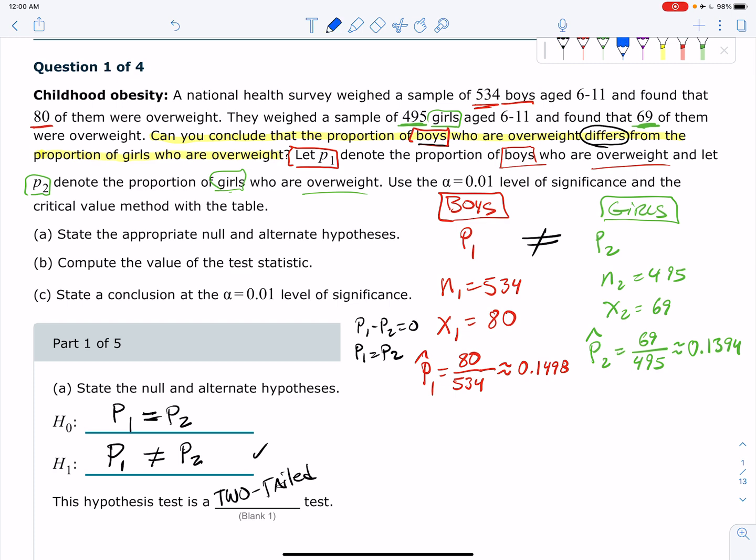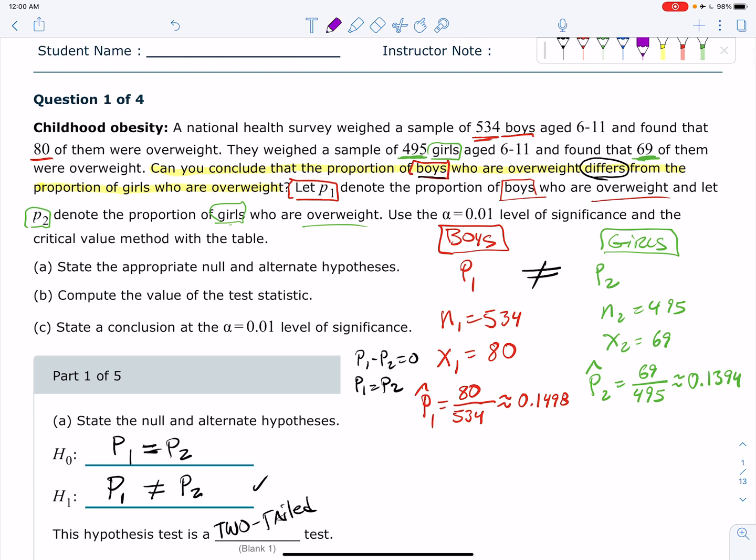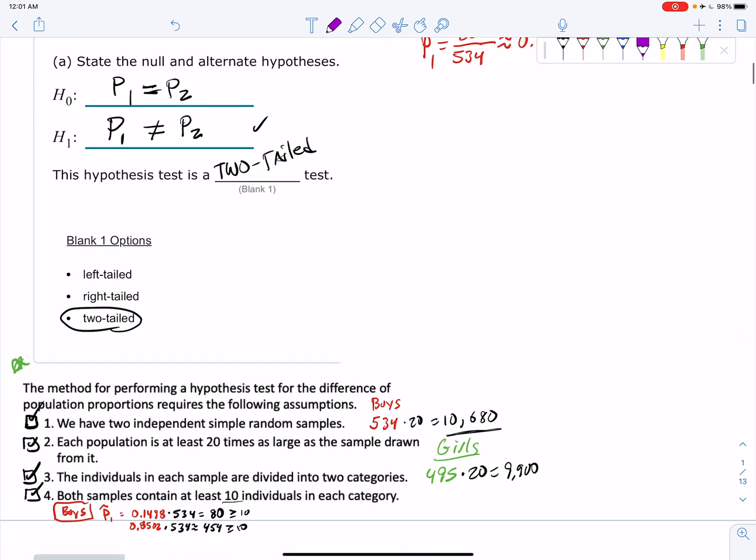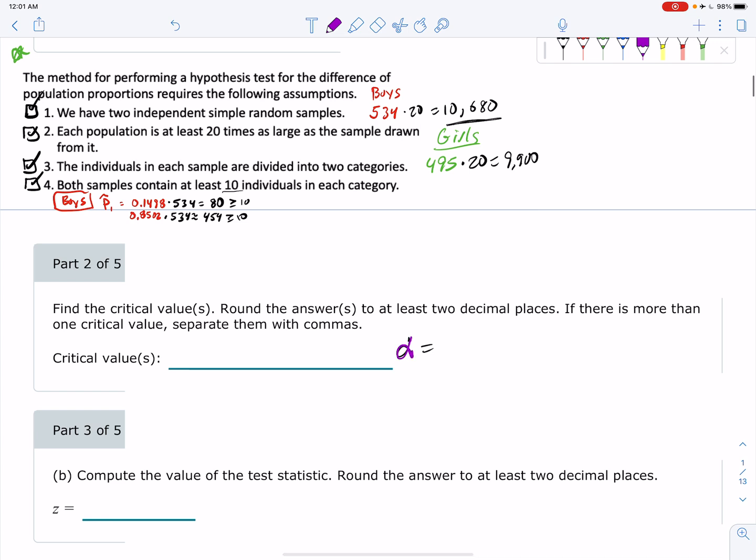I think I'll use blue for the alpha. Where is it at? There it is right there. It says use the alpha level of 0.01, level of significance, and the critical value method. And we've got two methods. We've got critical value method, or we've got p-values. Okay, so we're doing critical value method right here, and so that means that alpha is super important for us to use to find the critical value, and you're going to find out it's actually pretty easy.